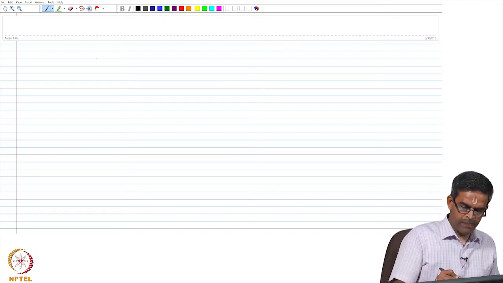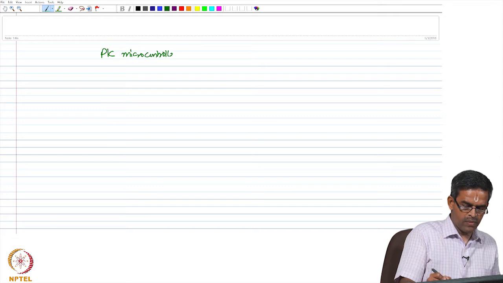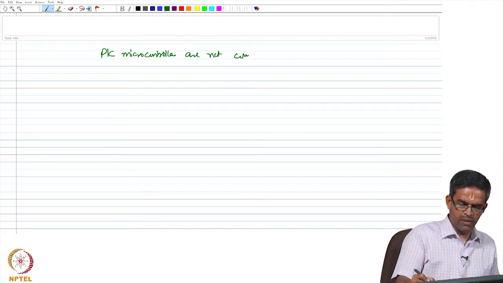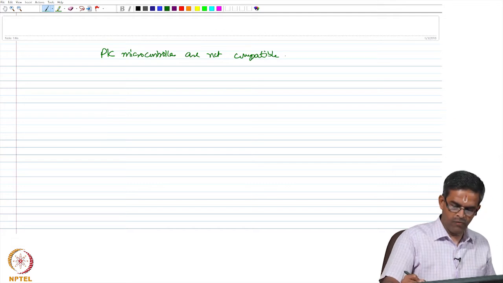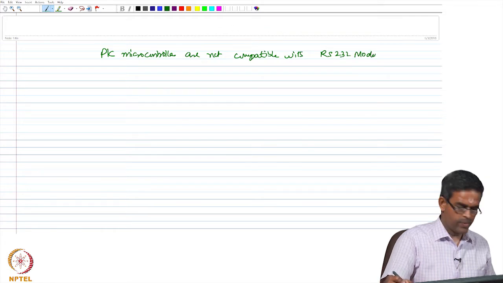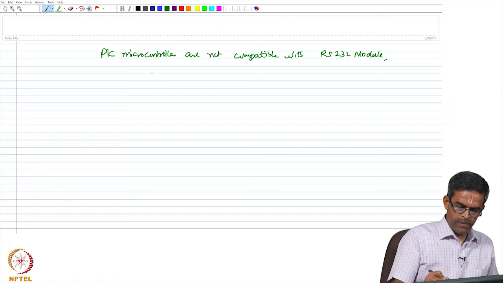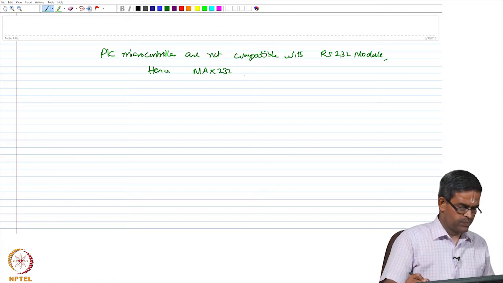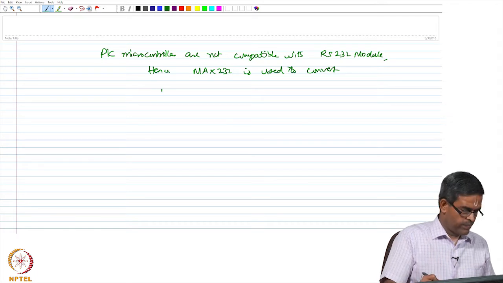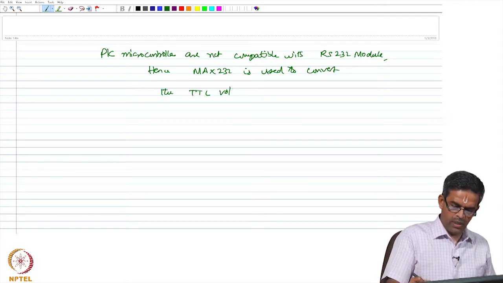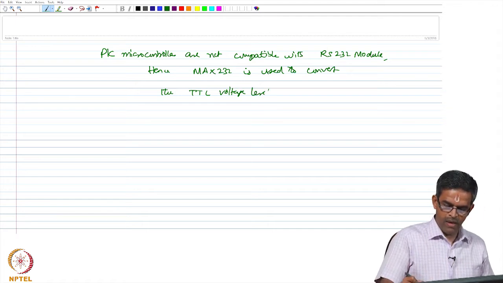Now, interestingly, the PIC microcontrollers generally are not compatible with RS-232 module, hence MAX232 is used to convert the TTL voltage level into RS-232.